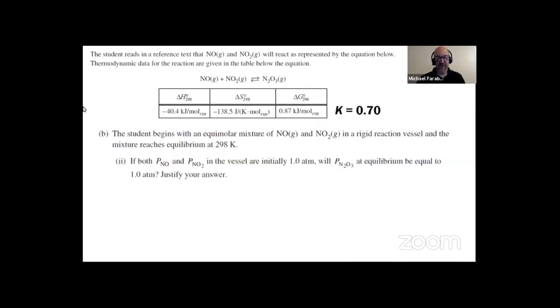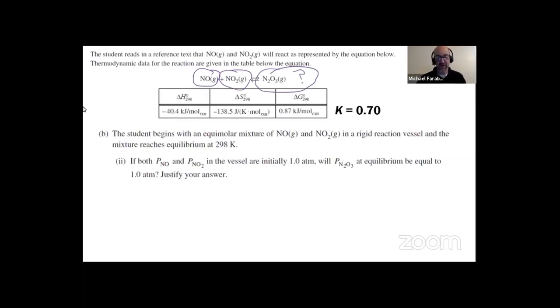Next part of this question says, if the pressure of the nitrogen monoxide is 1 atmosphere, and the pressure of the nitrogen dioxide is also 1 atmosphere, will the pressure of the N2O3 be 1 atmosphere at equilibrium? Look at that value of K. Is that relatively large or small?